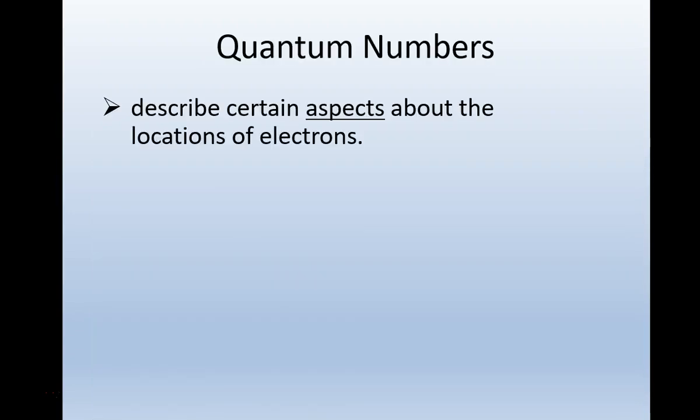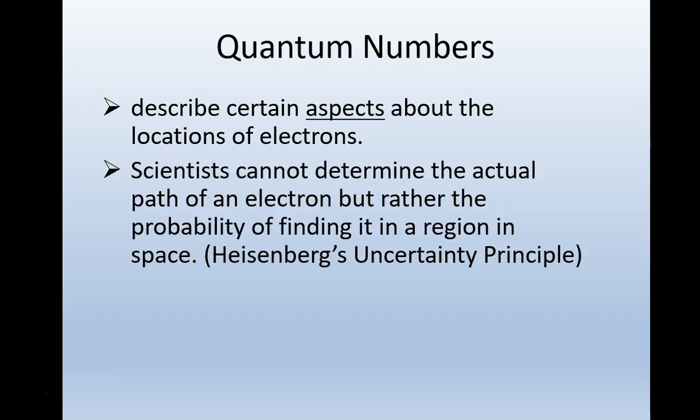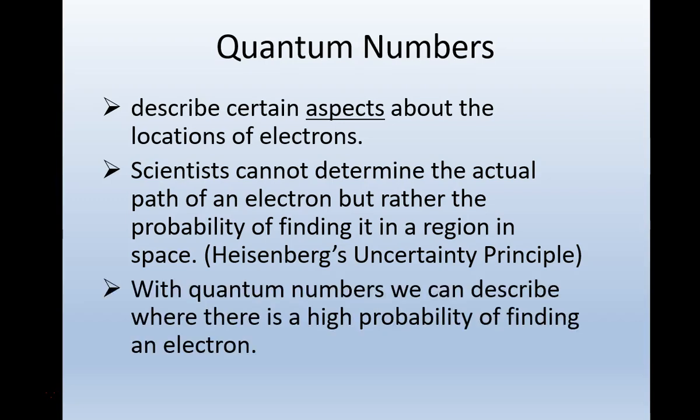Quantum numbers describe aspects about the location of electrons. Scientists cannot determine the actual path of an electron, but rather the probability of finding the electron in a region. This is known as the Heisenberg uncertainty principle. Because particles are moving, we can only have an estimate of the high probability of finding an electron. There are 4 quantum numbers to describe the electron that we study in high school.